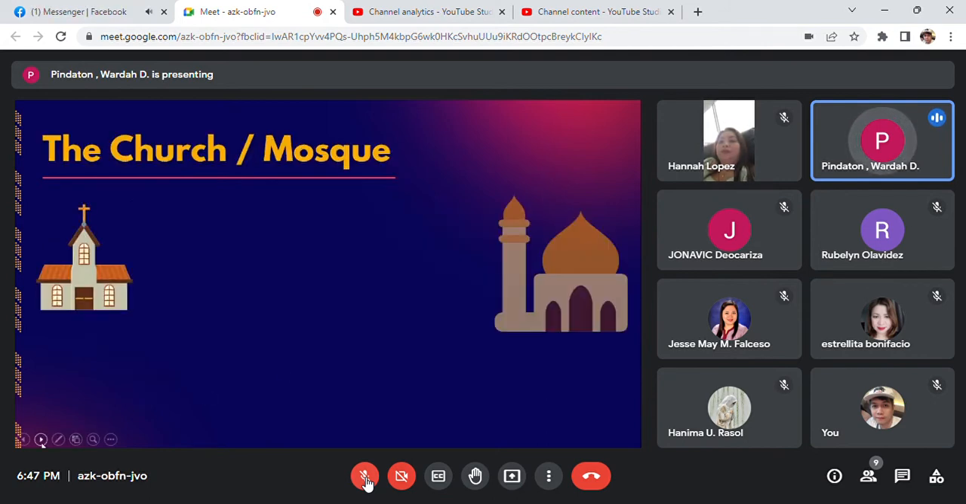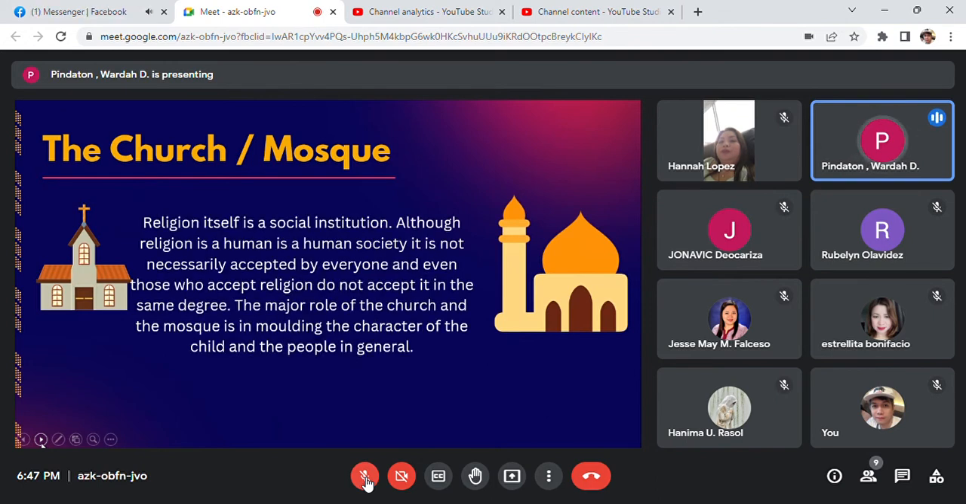Another one is the religious factor. The major role we have here, as you can see on the screen, is the church and the mosque or the masjid. The major role of the church and the mosque is in molding the character of the child and the people in general, spiritually. Similarly, the church and the mosque are also agencies of intellectual development in the society. For instance, the Sunday schools and adult literacy classes introduced in churches have helped to teach the people how to read, interpret, and even write out verses in the Bible and other learned works.